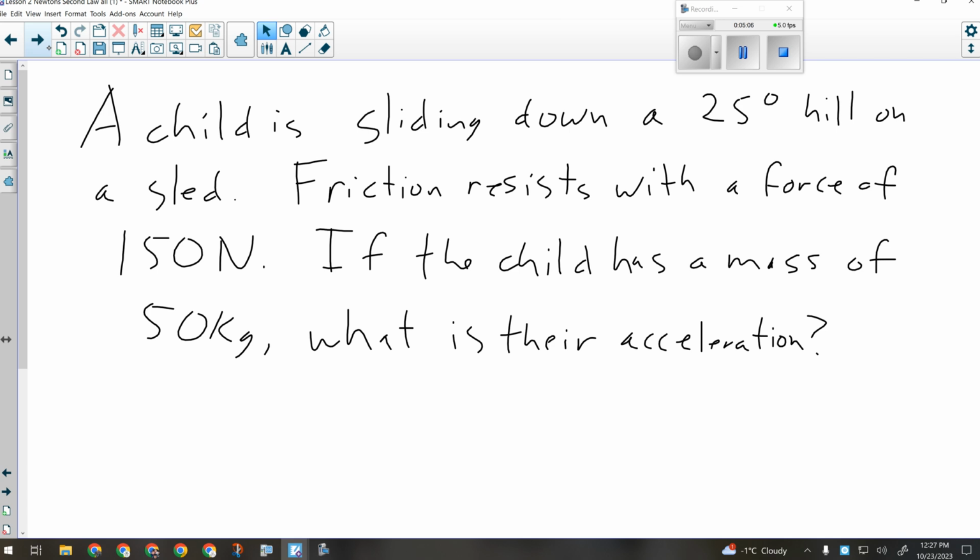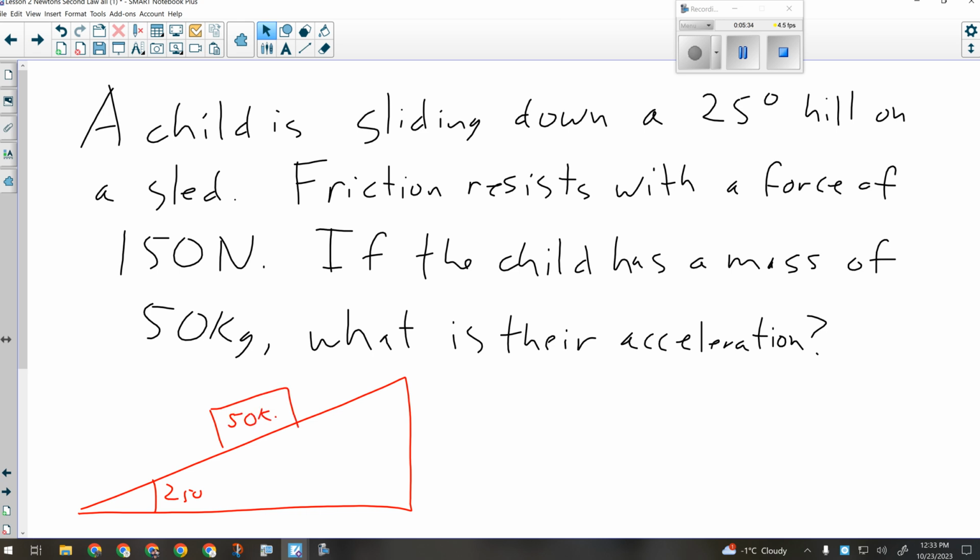Okay, try that one. Inclined plane question, and we have the mass this time. We're given force of friction. Take a little time on that and see how we do. Okay, so for this one here, we have a child sliding down a 25-degree hill on a sled, so it's an inclined plane. So 25 degrees. Child's mass is 50 kilograms. Since they're sliding down the hill, friction is acting up the hill, and it is 150 newtons.